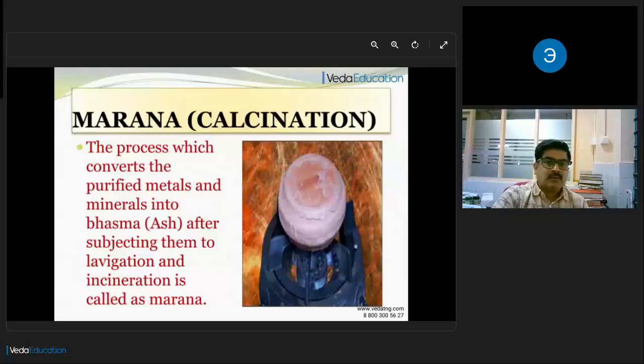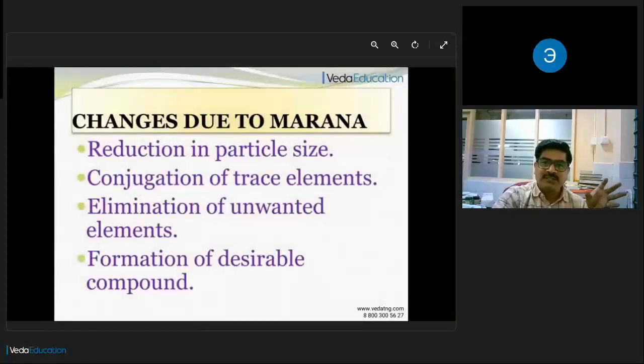Okay? So what are the changes occurring due to this marana? One is the reduction in particle size. The smaller the particles are, the more the effectiveness and safety will be increased. So we are producing nanoparticles, the nano level particle size of the materials we are using. The methods leading to nanoparticles are called incineration.